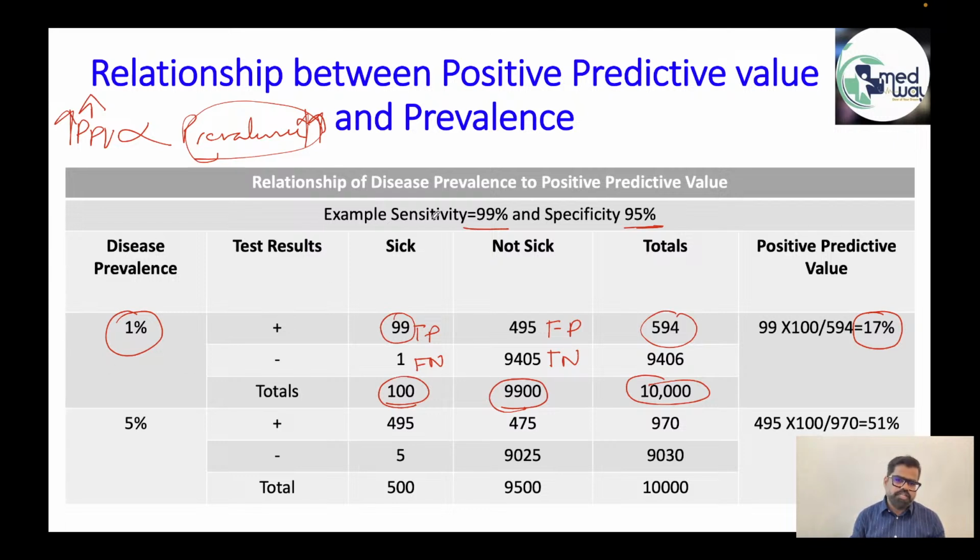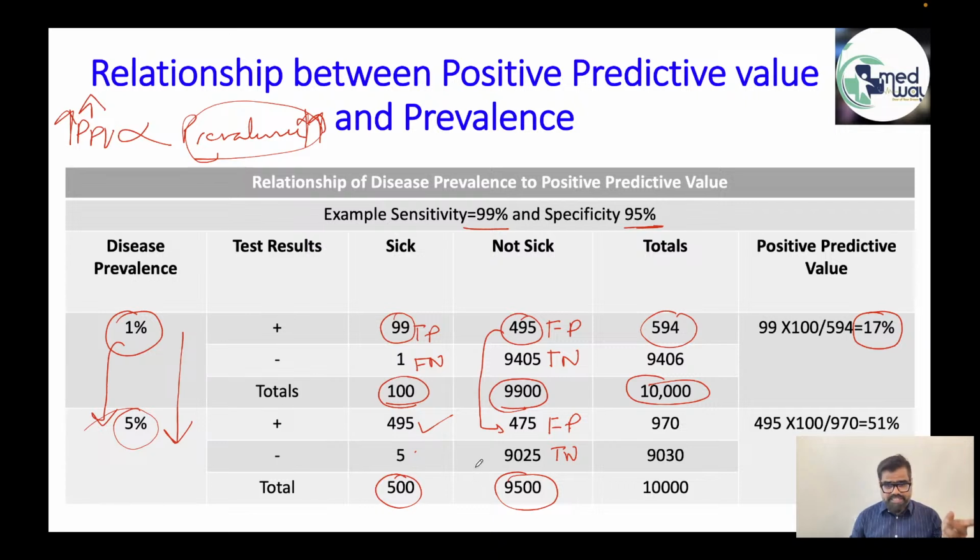Right? Now what you do, keep everything same, increase the prevalence from 1% to 5%. So from 1% to 5%, what has happened? Now the disease people will be 500, not disease will be 9500. So 99% of 500 is 495 now. So true positives are increasing. Then this false negative is 5. So 95% of 9500 is 9025. This is my true negative. Now this is my false positive. So when you increase the prevalence, your false positive came down from 495 to 475.